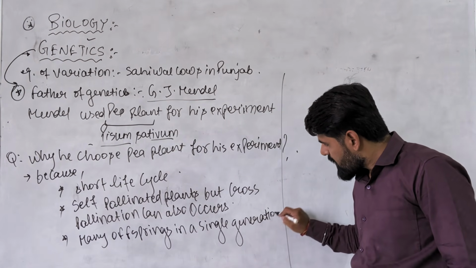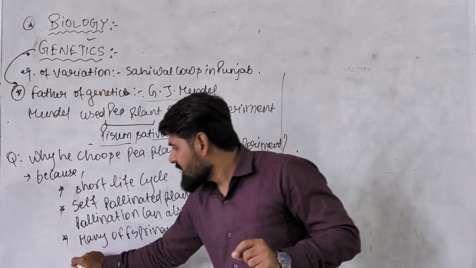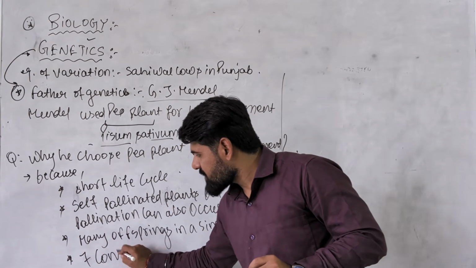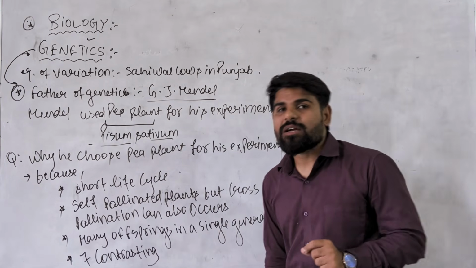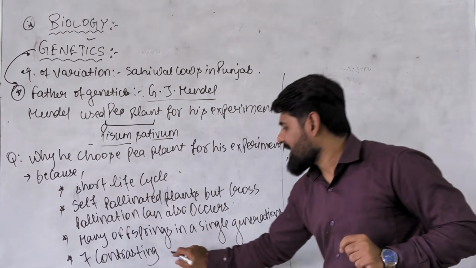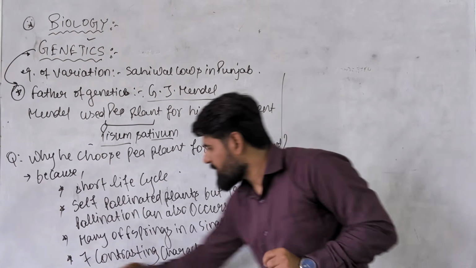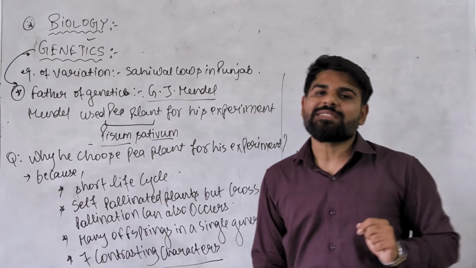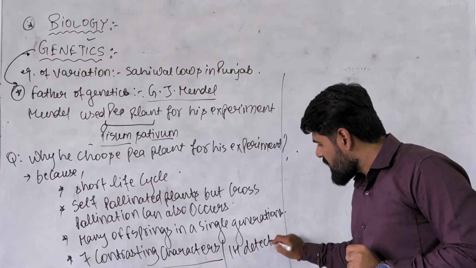Okay. And when we talk about Mendel, जब हम Mendel की बात करते हैं तो Mendel ने 7 contrasting characters check करे. He took 7 contrasting characters in a pea plant for experiment. Those 7 contrasting characters have 14 detectable traits.